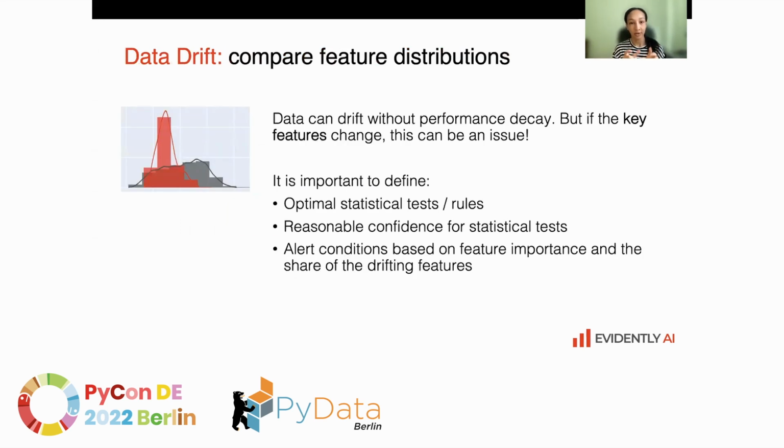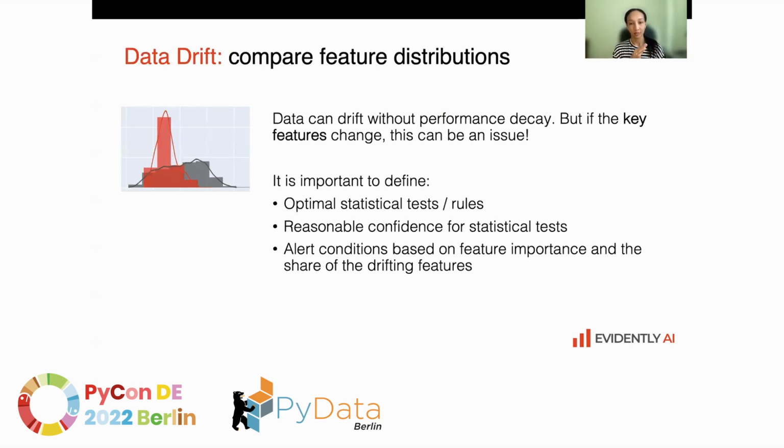Together with data quality, you can measure more complicated things like data drift, which is basically a comparison between feature distributions. Data drift can be with and without performance decay, right? But sometimes if very important features are drifting and there is no very logical explanation of why, this can be an issue and an early signal of potential problems, let's say.